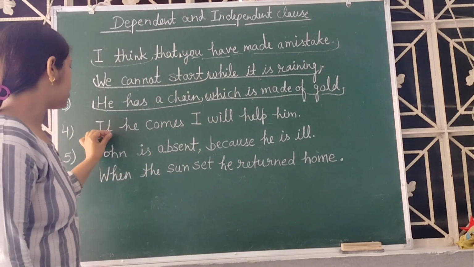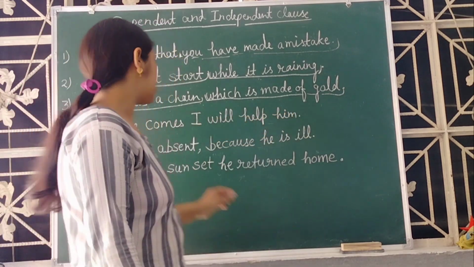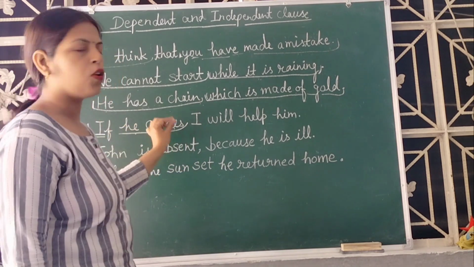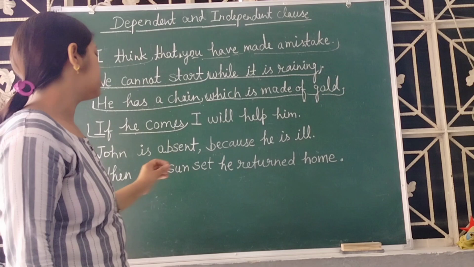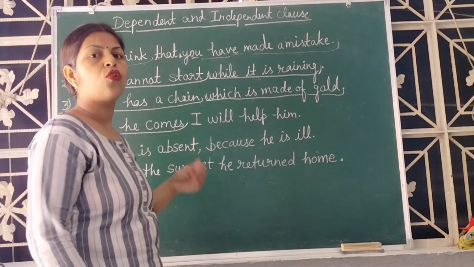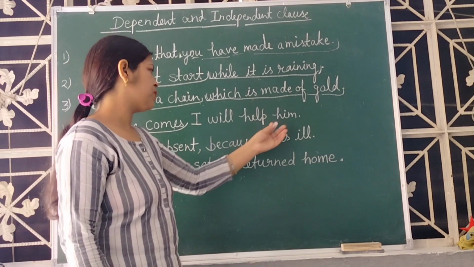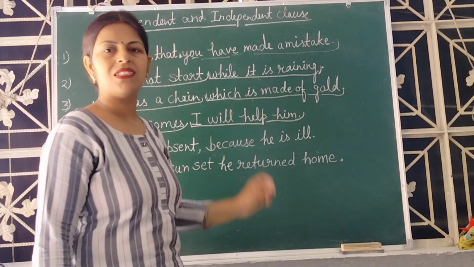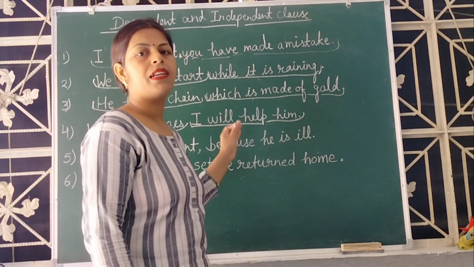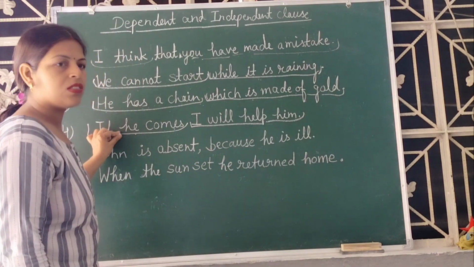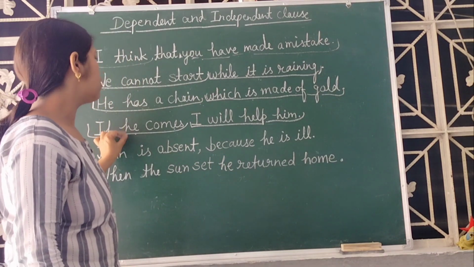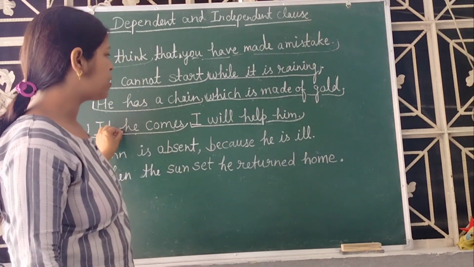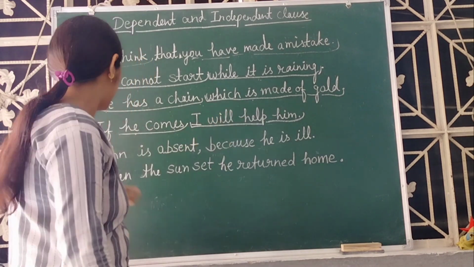Okay. Next example is: if he comes, I will help him. If he comes. He comes, again a subject verb combination. It is a clause, but if he comes, यदि वह आता है तो क्या? So what? I will help him. मैं उसकी मदद करूंगी. I will help him. It has a subject verb combination. It has complete sense. It is an independent clause. But this clause depends on this clause to make a complete sense. So in this sentence, it is a dependent clause and it is an independent clause.